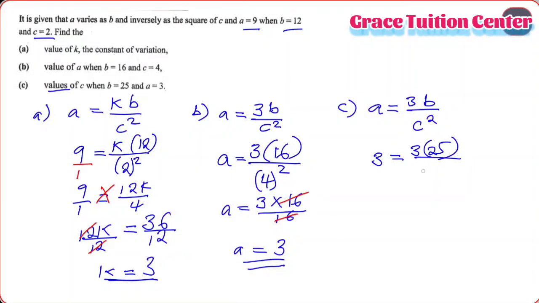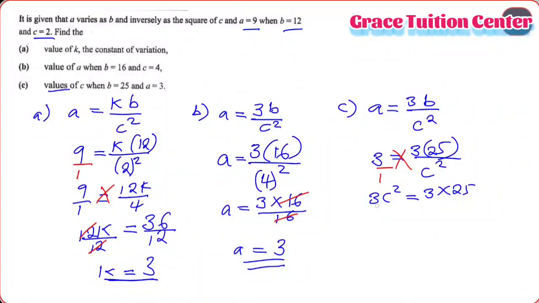25 over C squared. Since I have a fraction on the right side, I'll make a fraction on the left side too, then I can cross multiply. Once I do that, I'm going to have 3 times C squared. I'll have 3C squared equals 3 times 25.